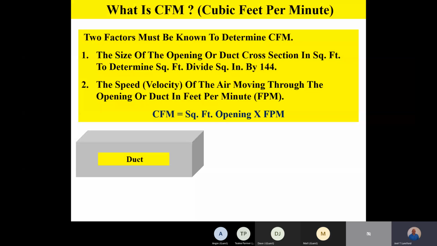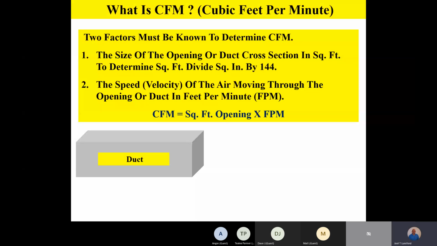Any questions or comments so far? Go ahead and unmute your mic if you have any questions. What was the original duct size we were using on this one? Let me back up. Good question. I just typed it. A 12 by 30. So a 12 by 30 is going to give us 2.5 square feet.